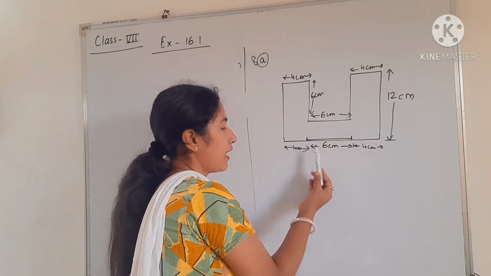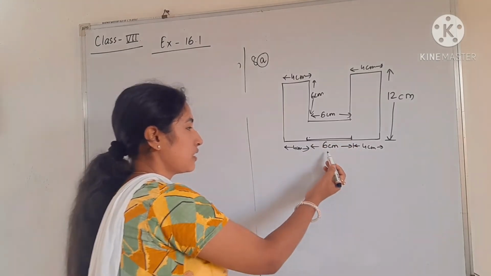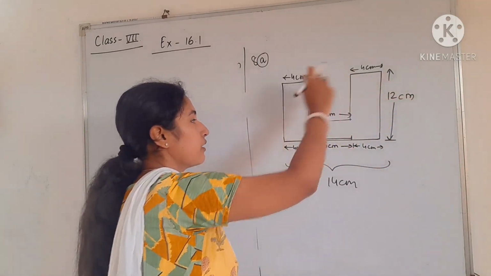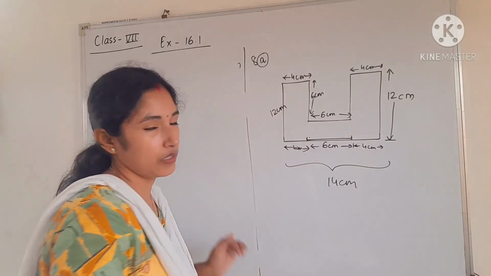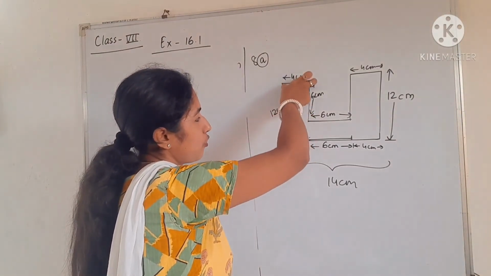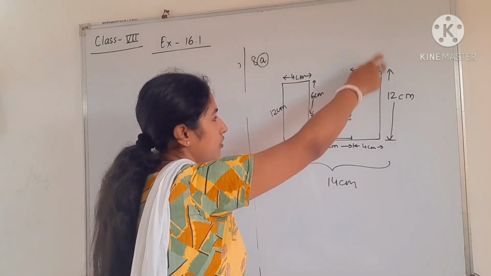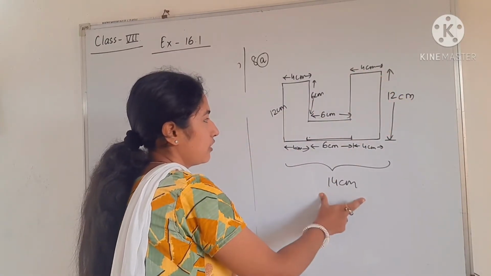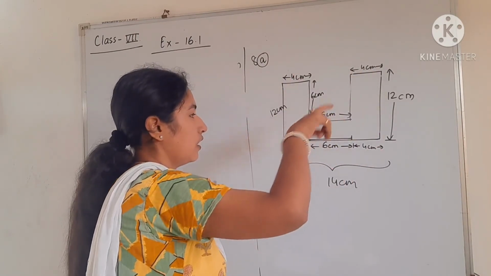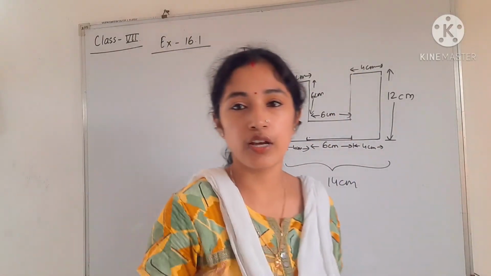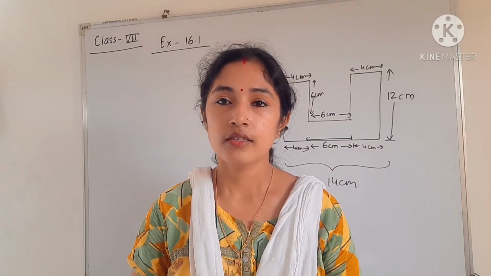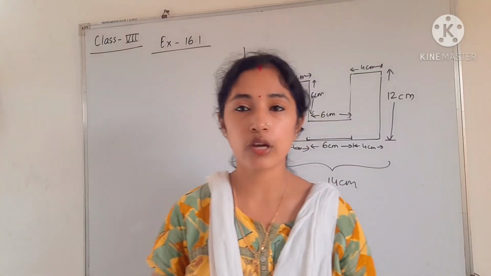So finally we can add all this. 6 plus 4 is 10, 10 plus 4 is 14. So this whole length is 14 centimeter. This is already given 12 centimeter, so this one will also be 12 centimeter. Finally you have to add all the lengths: 12 + 4 + 6 + 6 + 4 + 12 + 14. You have to add all the lengths around this figure. After adding you will get the perimeter, and you have to write it in centimeter. So try to do this in the book itself.